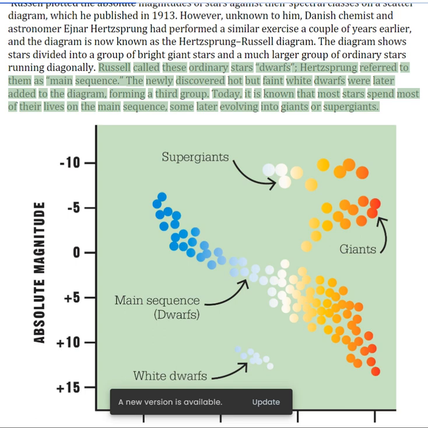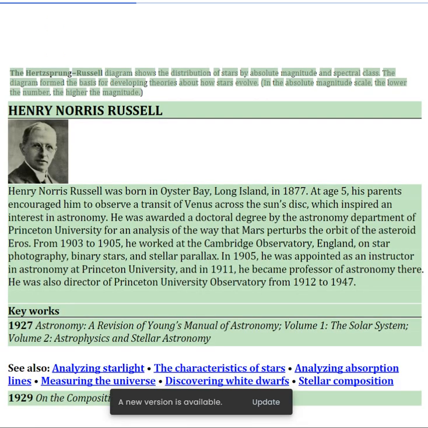Today, it is known that most stars spend most of their lives on the main sequence, some later evolving into giants or supergiants. The Hertzsprung-Russell diagram shows the distribution of stars by absolute magnitude and spectral class. The diagram formed the basis for developing theories about how stars evolve.